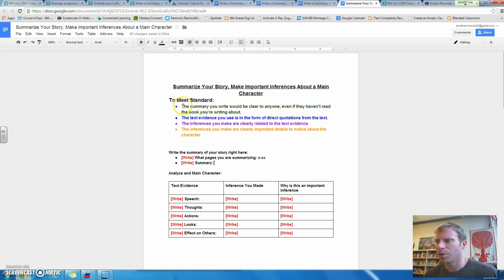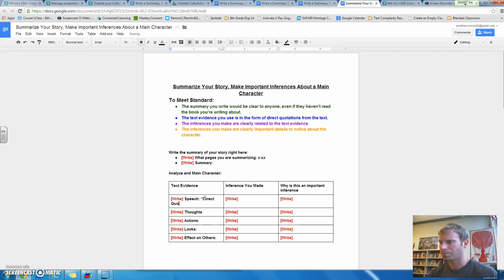So to meet standard, you need to have a summary that is clear to anyone, including me, because I may not have read your book so far. So when you summarize the pages that you've read, the way you write needs to be clear to me about what it is that's happening in the text and who you're talking about that's in the text. Text evidence that you use needs to be in the form of a direct quotation from the text. So the direct quotations need to go down here.